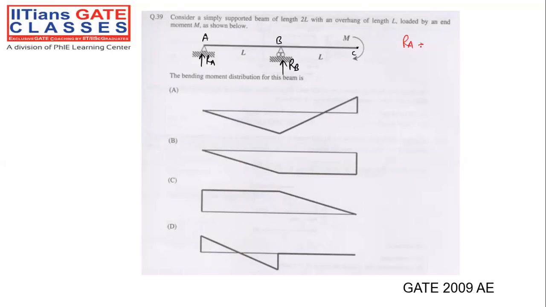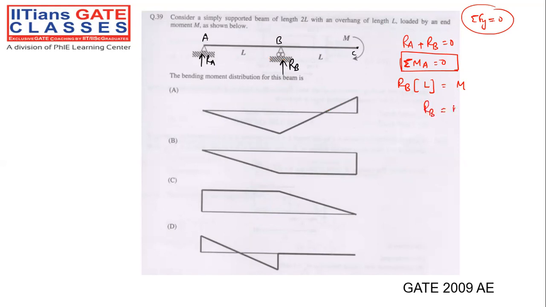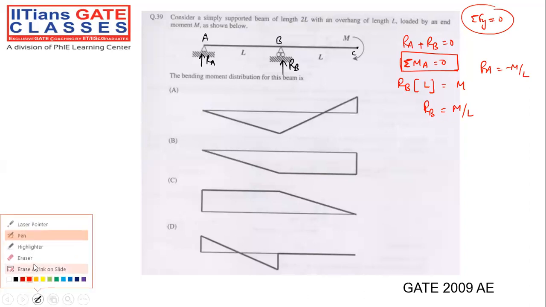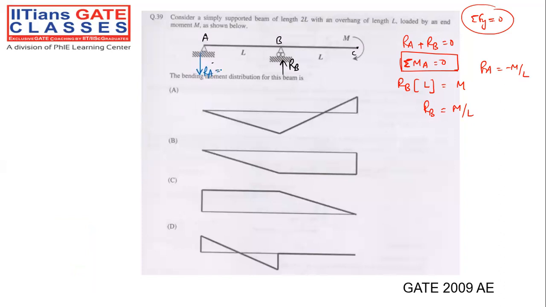Then what is the summation of forces in the y direction? There is no known vertical force acting onto the beam, so RA plus RB has to be 0. Taking summation of moment about point A to be 0, RB into L is equal to M. RB is anticlockwise, M is clockwise, so RB equals M by L. Then RA is minus M by L. That means you have to reverse the assumed direction. RA will be M by L.